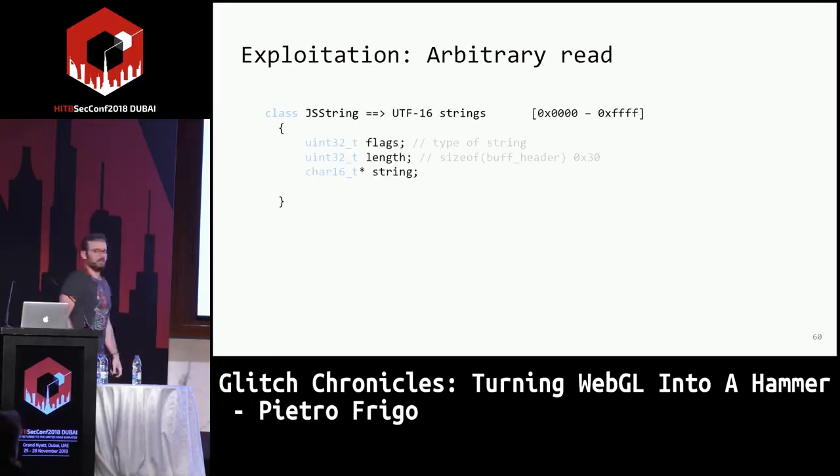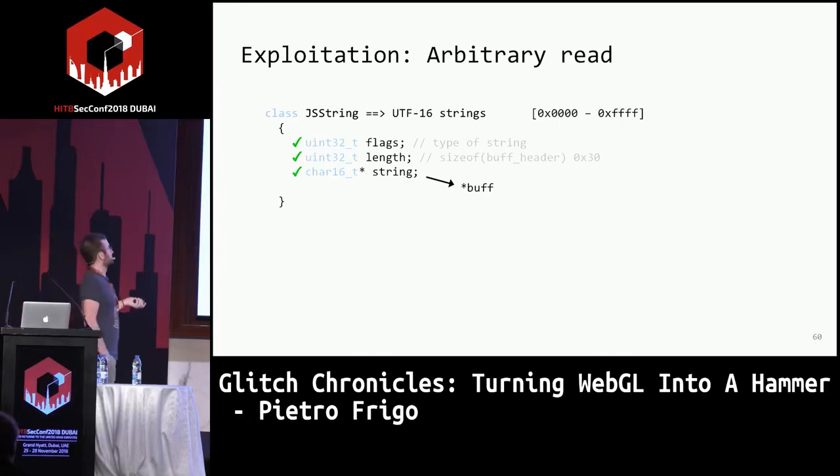And these strings are defined like this in JavaScript. So they have a flag, more or less like this. They will have a flag, which is the type of string you want to create. Then it will have a length field, which we're going to set to the buffer header. And eventually also a string pointer, which is basically the pointer to the buffer itself.